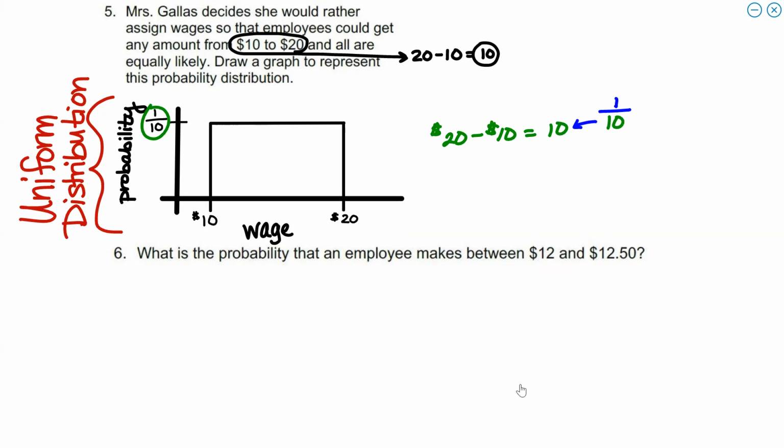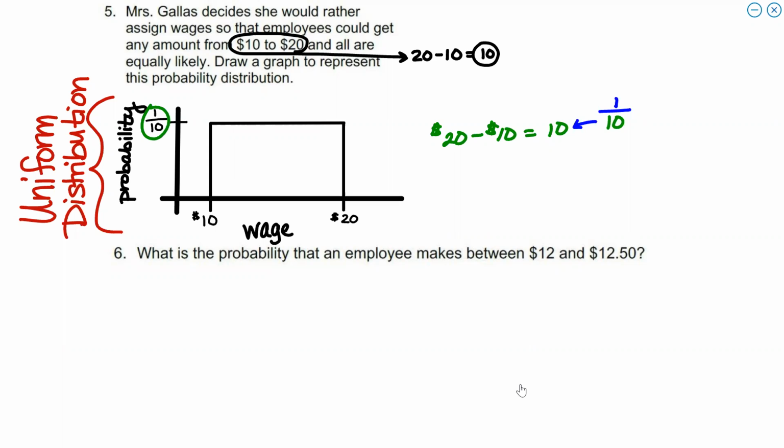What would the probability be that an employee makes somewhere between 12 and 12.50? How would I calculate that? Somewhere between 12 and 12.50. What's the chance that they make exactly 12? 1 out of 10. What's the chance that they make $12.15 an hour? 1 out of 10. What about 12.25? 1 out of 10.